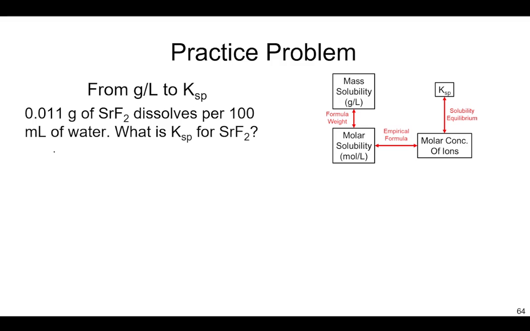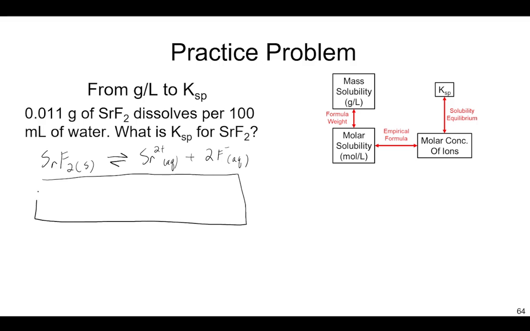Okay, let's start it the same way. Think about the reaction, SrF2, that's a solid. What is it going to generate in terms of ions? Well, strontium 2 plus and 2 F minuses. Might as well make an ice chart. I know it's coming.